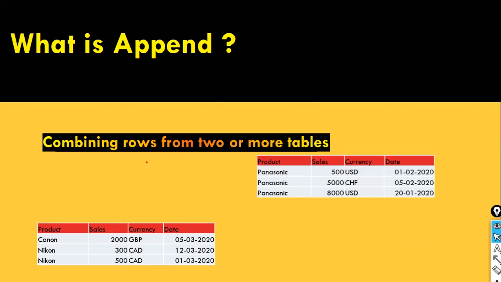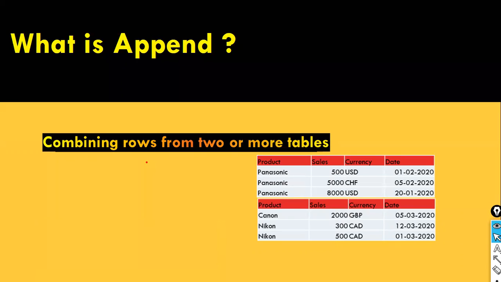What happens is, when you use append, it'll combine the rows from 2 tables one after another. So in total you have 6 records here. The append is that simple. But the prerequisite here is, so there is no hard and fast rule when it comes to append.